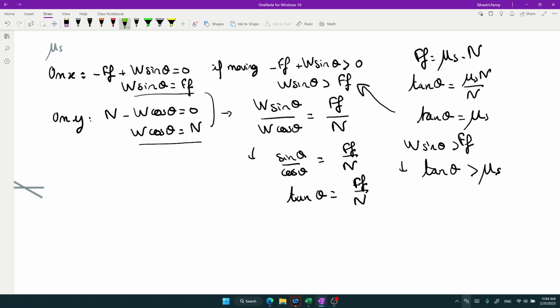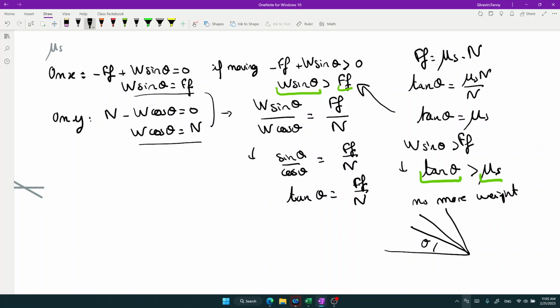So let's come back to that. When the weight sine theta is more than the force of friction, the block is moving. So when tangent theta is more than mu s, the block is moving. So does that depend on the weight? No. No more weight in that equation. The only thing is the slope theta. The more we increase it, because the tangent of theta increases with the angle, the larger mu s must be to balance the angle of the slope and to not move.